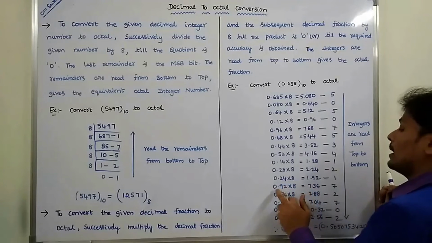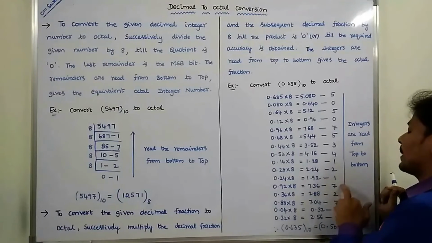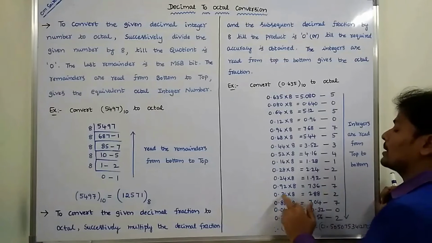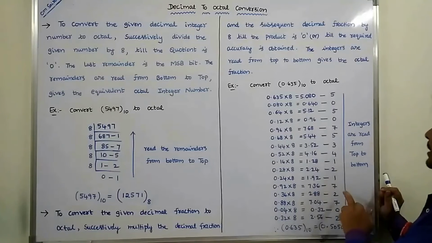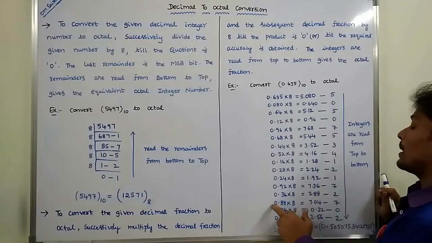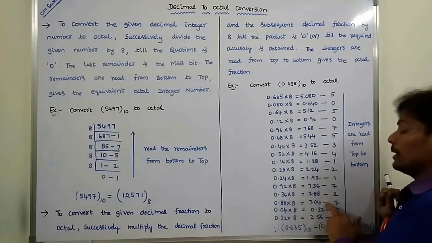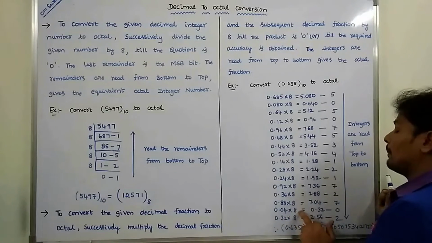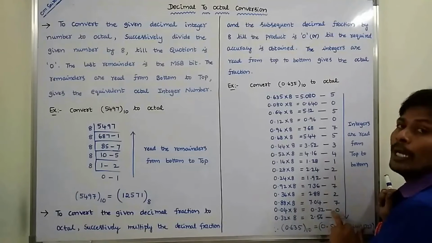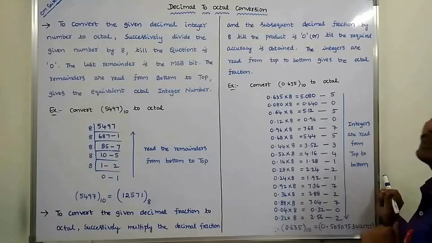So the remaining part 0.92 is multiplied with 8, we are getting 7.36. Separate the integer part 7, the remaining part 0.36 is multiplied with 8, we are getting 2.88. Separate the integer part 2, and the remaining part 0.88 is multiplied by 8, we are getting 7.04. Separate the integer part 7, the remaining 0.04 is multiplied with 8, we are getting 0.32. Separate the integer part 0, 0.32 is multiplied with 8, we are getting 2.56. Separate the integer part 2.